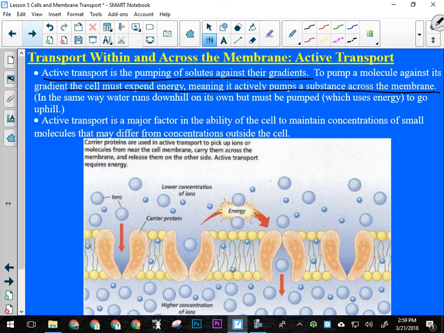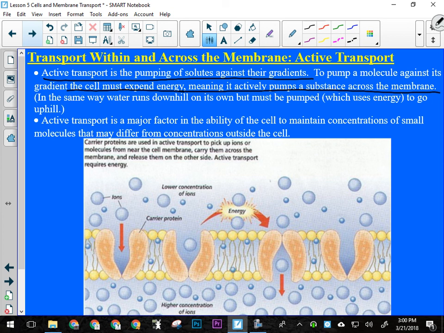Now when we say pumping, we're only talking about very small, single molecule scale. Mostly it's electrolytes, calcium, sodium, potassium, things like that that your muscles and nerve cells need. But mostly that's what they're moving. They're not moving sugars and proteins and really big molecules. It's just pumping small stuff.